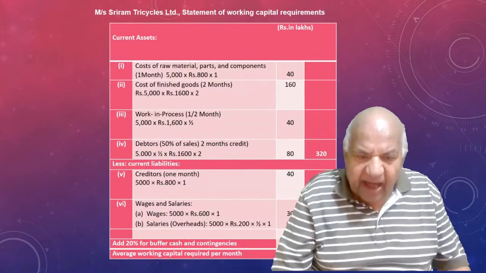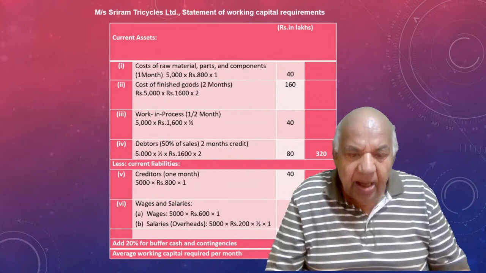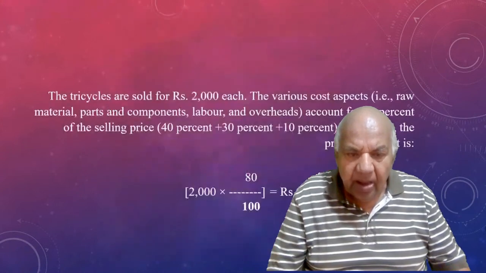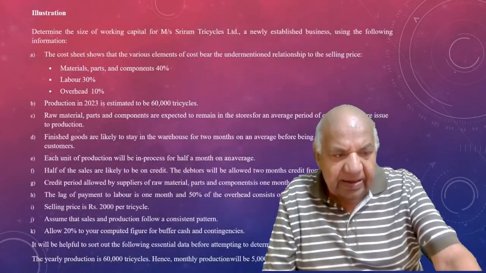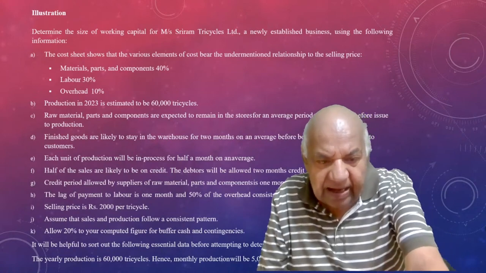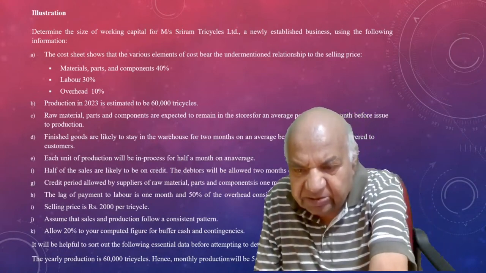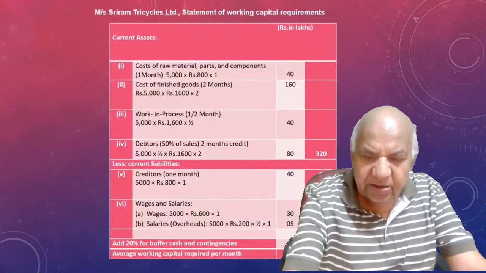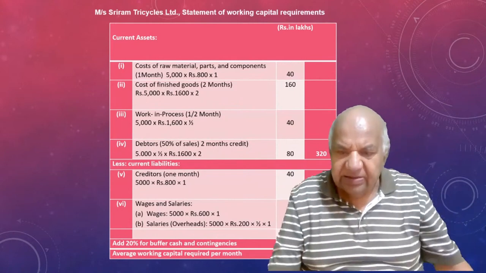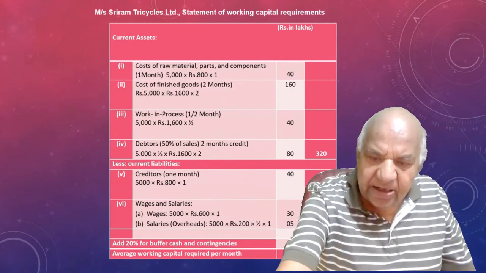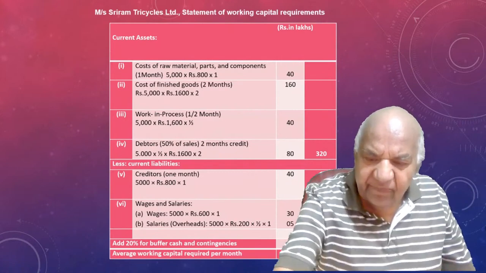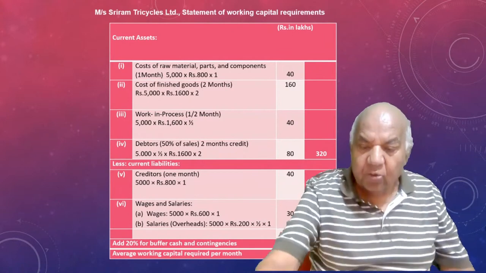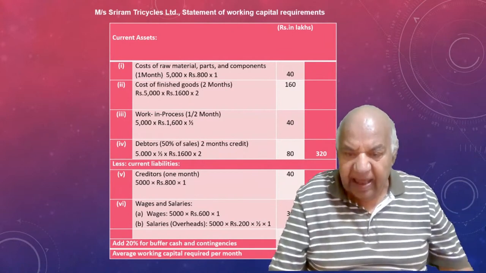Overheads, 5,000 multiplied by 10% of 2,200, and here it is given that 50% of overhead consists of salaries of non-production staff. Therefore, half of it for 1 month it will be 5 lakhs. Total current liabilities will be 75 lakhs. And net current assets or net working capital requirement will be 245 lakhs.